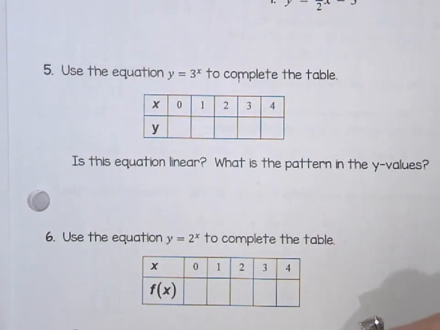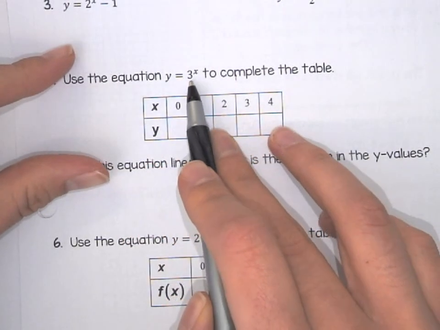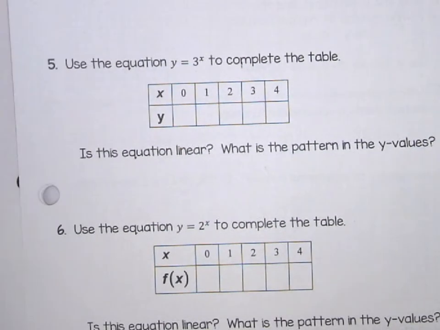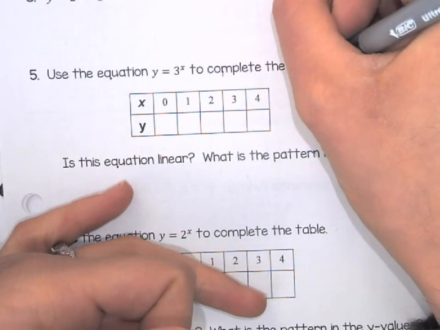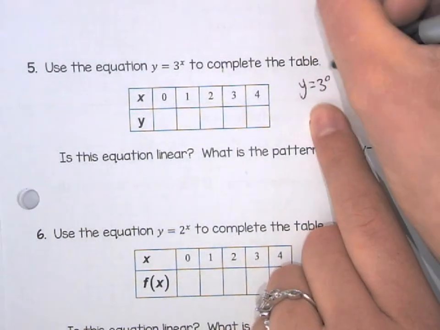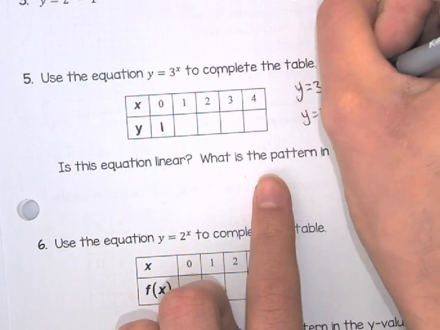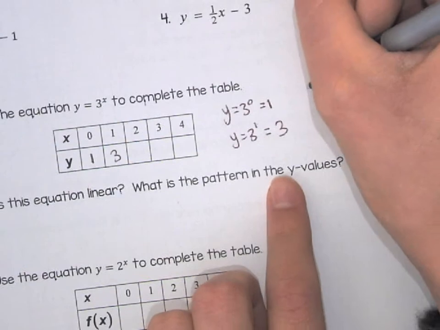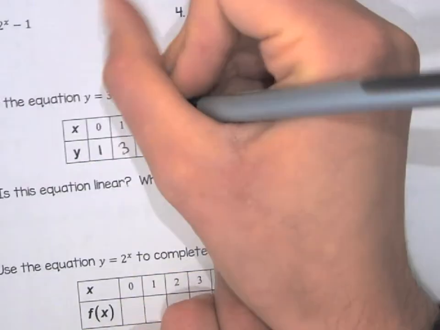On number 5, they would like us to use the equation y equals 3 to the x power to complete the table. To do that, we plug these numbers in for our x, so you get y equals 3 to the 0 power. Remember, anything raised to the 0 power is just equal to 1. Then you'd plug in 1, you'd get 3 to the first power. Anything to the first power is just itself, so we get 3. Then we would do 3 squared, which is 3 times 3, or 9.